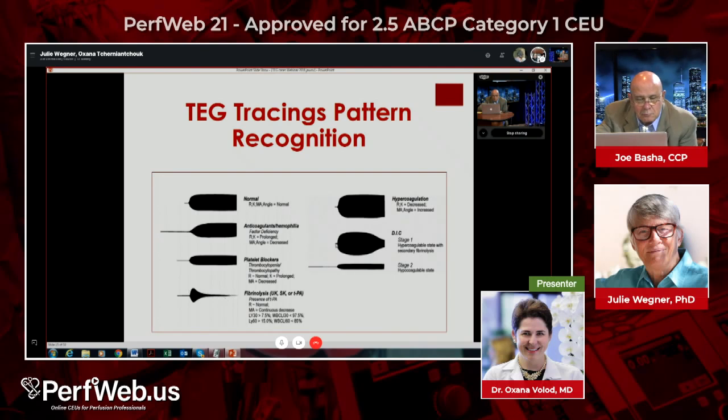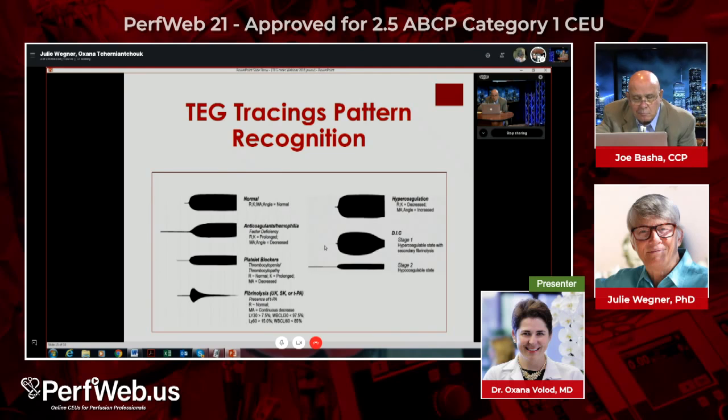In the second case, the patient is very hypercoagulable compared to a normal TEG, and then the clot starts to lyse. So this is a case of a potentially septic patient when the coagulation cascade is activated, and then the fibrinolytic system also starts to be activated and starts to break the clot. So this is a secondary fibrinolysis, and usually we can see it in the first stage of DIC.